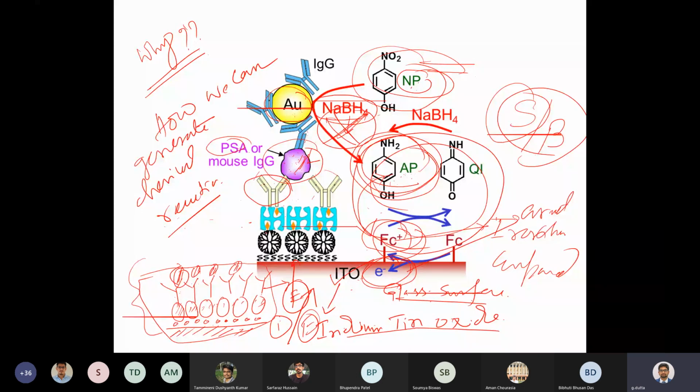If there is no reaction, then this electron will not flow. If there is no electron flow, then the current or charge you will get is very low. So for getting high electron flow or high signal, you need this reaction. And who is helping this reaction? Gold nanoparticle is helping this reaction.